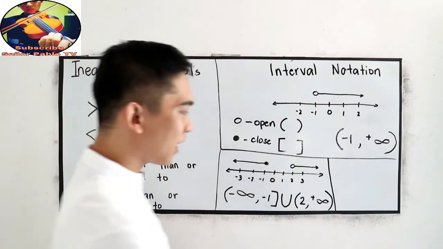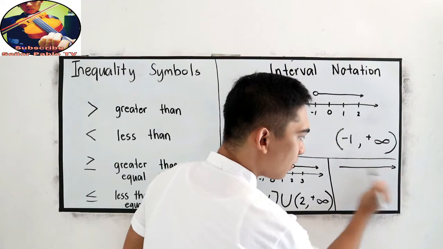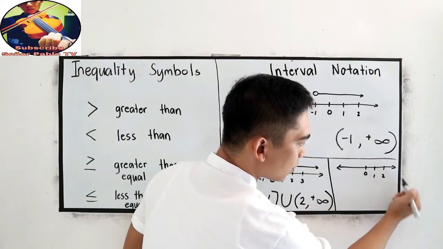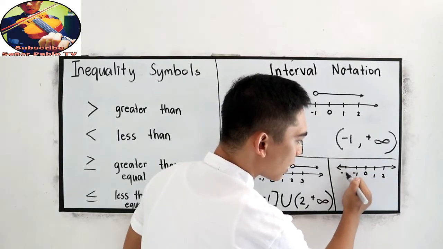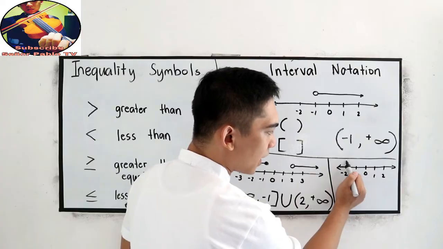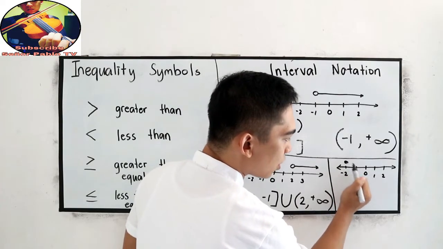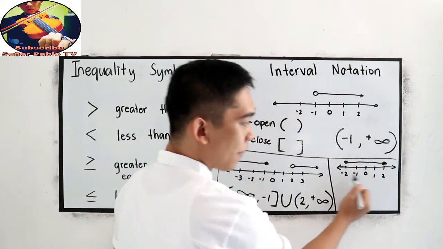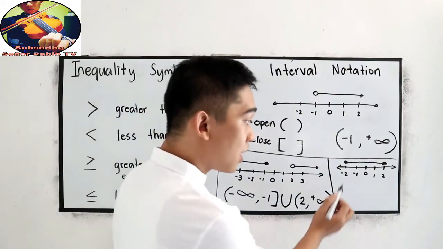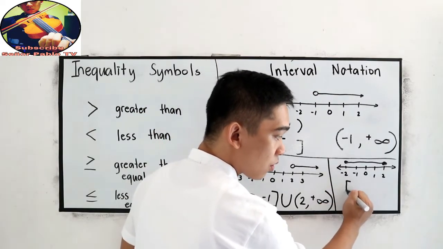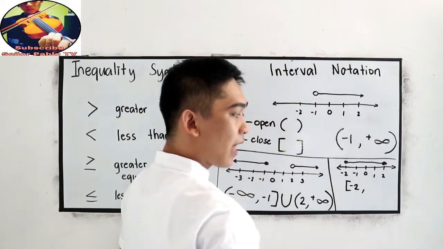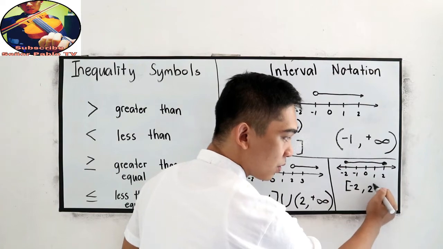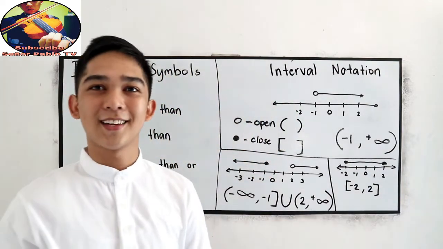Now, another example. What if we have 0, 1, 2, negative 1, negative 2. What if your inequality is close to negative 2 going to close to positive 2? So since we are close to negative 2, then also close to positive 2. So positive 2, then close.